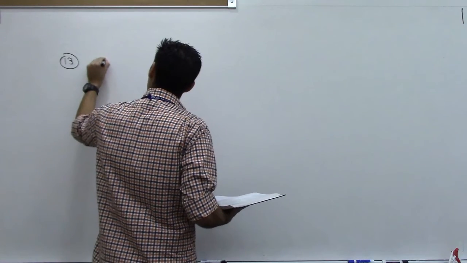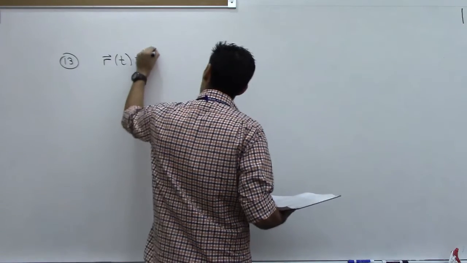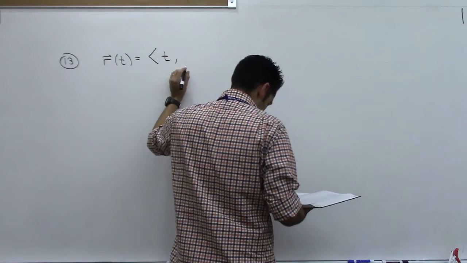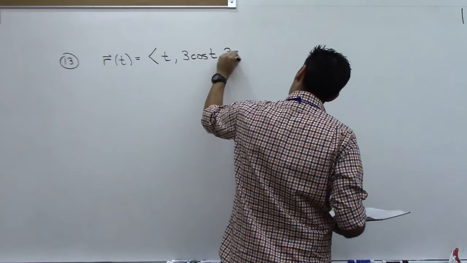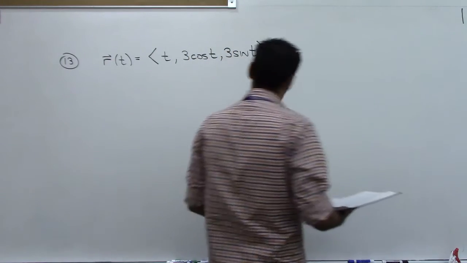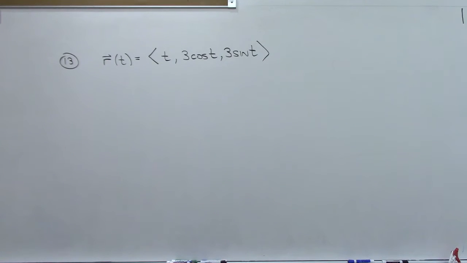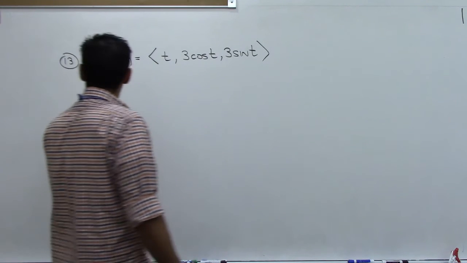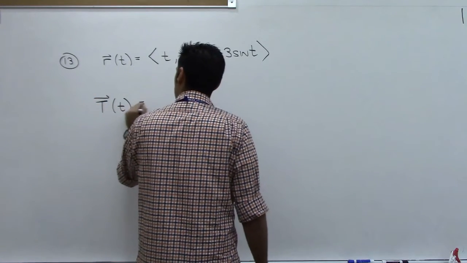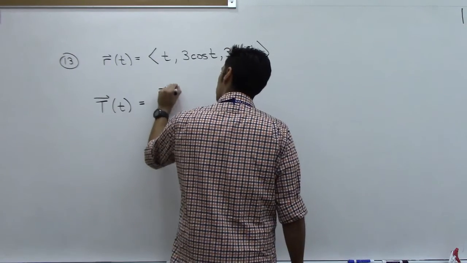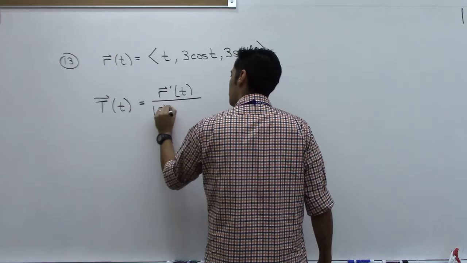r of t equals the vector t, 3 cosine t, 3 sine t. All right, so we're trying to find the unit tangent vector. So we're trying to find this vector right here. By definition, this is the derivative vector divided by its own length.